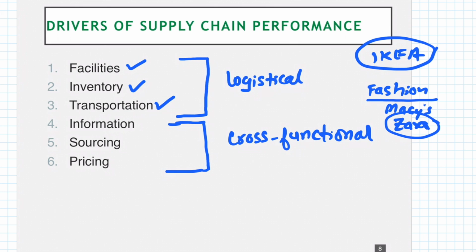Transportation, as you know, is moving inventory from one point to another. The choice of means of transportation obviously can have a big impact on efficiency or responsiveness. Information consists of data and analysis related to facilities, inventory, transportation, etc. As a driver, information is really important because it affects every other driver of supply chain performance.